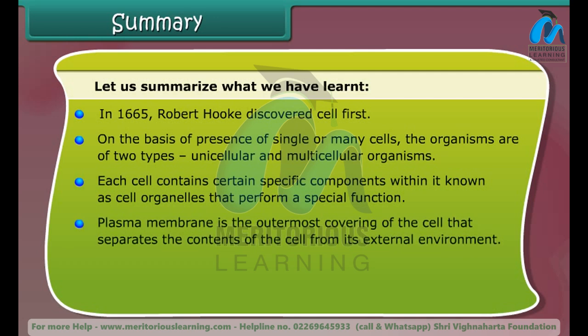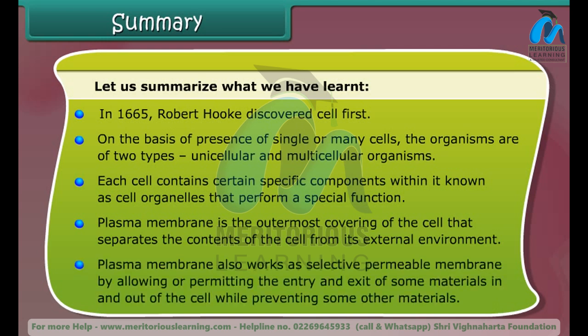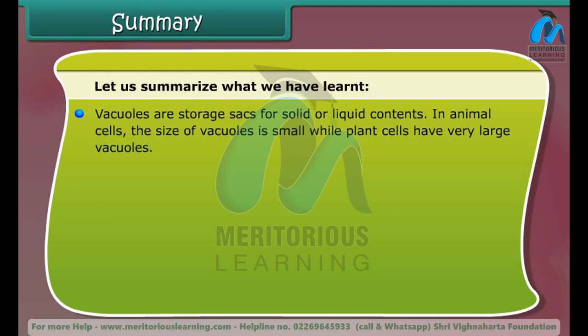Plasma membrane is the outermost covering of the cell that separates the contents of the cell from its external environment. Plasma membrane also works as selective permeable membrane by allowing or permitting the entry and exit of some materials in and out of the cell while preventing some other materials. Vacuoles are storage sacs for solid or liquid contents. In animal cells, the size of vacuoles is small, while plant cells have very large vacuoles.